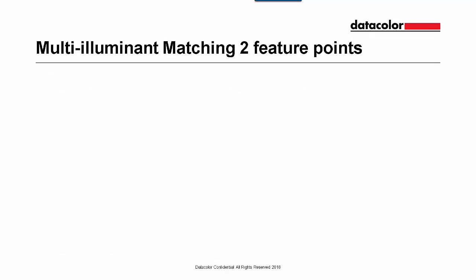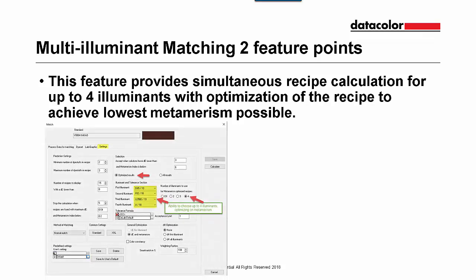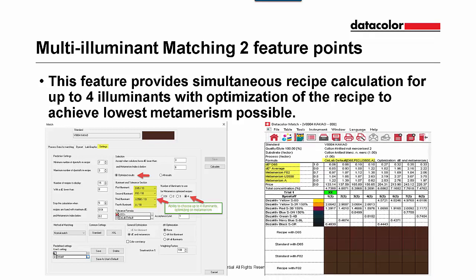The next option is Multi-Illuminant Matching, and it is worth 2 feature points. This feature allows recipe calculations for up to 4 illuminants, optimizing to achieve the lowest metamerism. When this feature is active, we can select up to 4 illuminants on the Settings tab in the Matching section. We can also optimize on metamerism for the 4 illuminants. The recipe results you get in the table can show all 4 illuminants and recipes optimized for metamerism. It will order them according to best match and best metamerism.